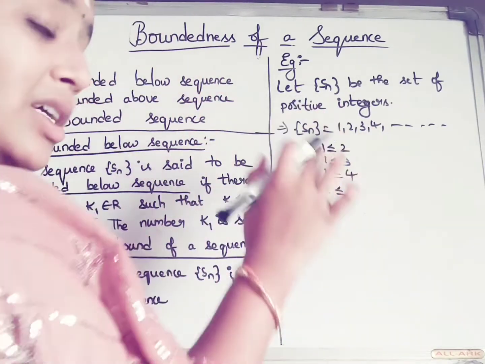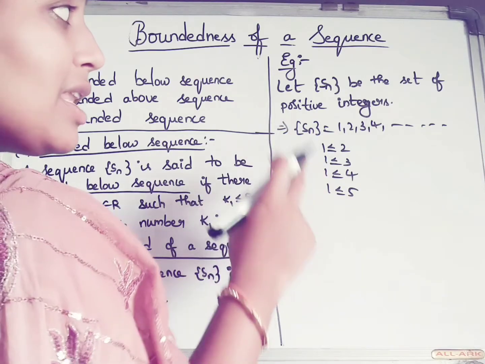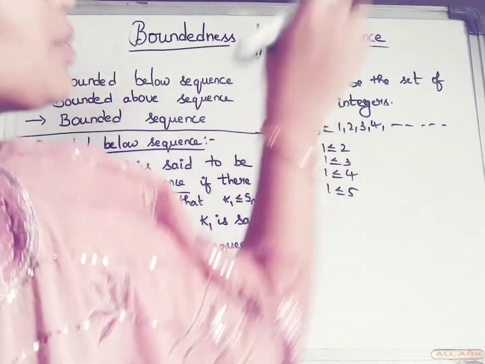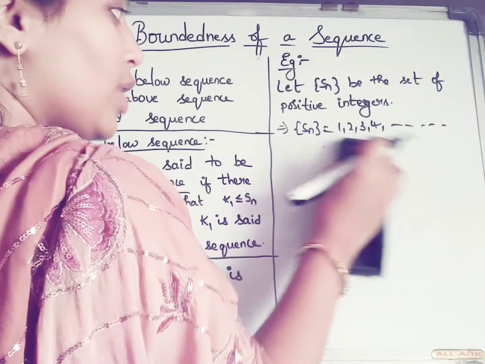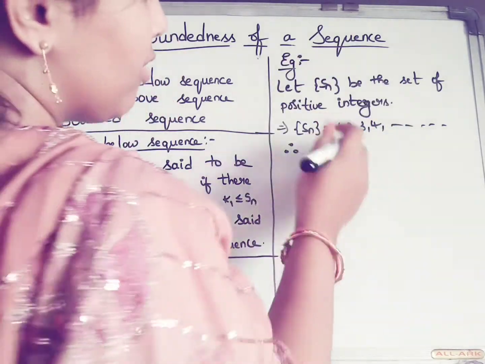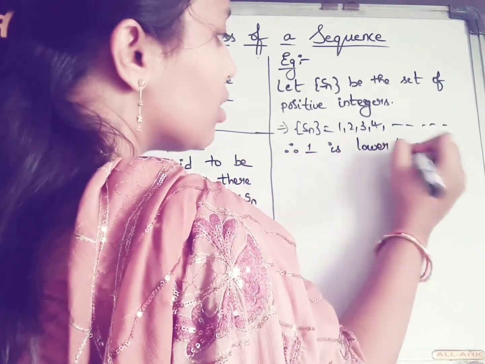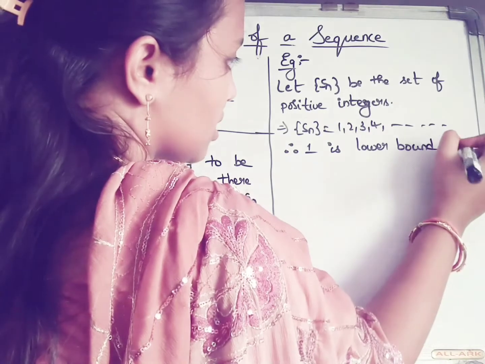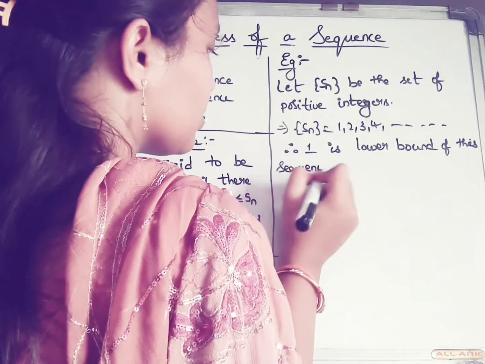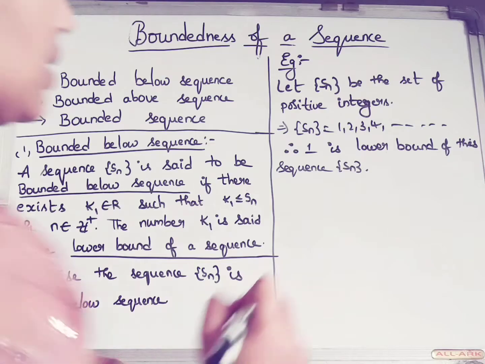So 1 is the least one, right? So 1 is less than or equal to each and every term in that sequence. So we can say that 1 is a lower bound of this sequence.